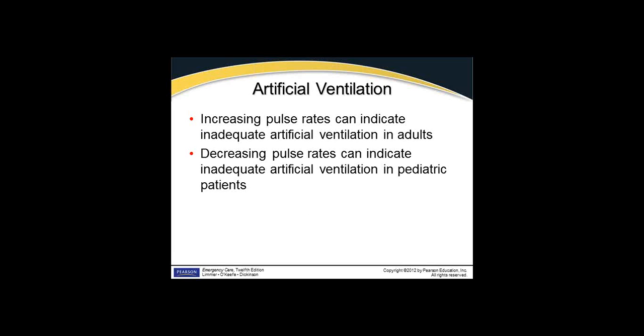Increasing pulse rates can indicate inadequate artificial ventilation. So if we're not doing a good job and we see that heart rate continue to drive up, that's something that can help us gauge. Maybe I need to bag a little faster, maybe I need to pump my O2 up a little bit. Decreasing pulse rates can indicate inadequate artificial ventilation in pediatric patients, and the same in adults as well, but that will typically be right before they would arrest. In the kids, you'll see that a little sooner than you do in adults.